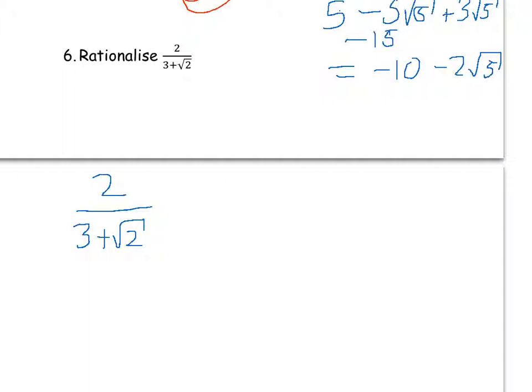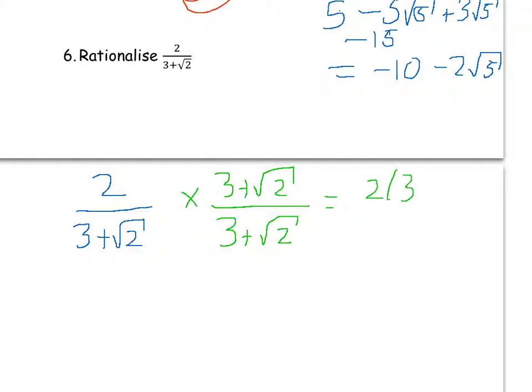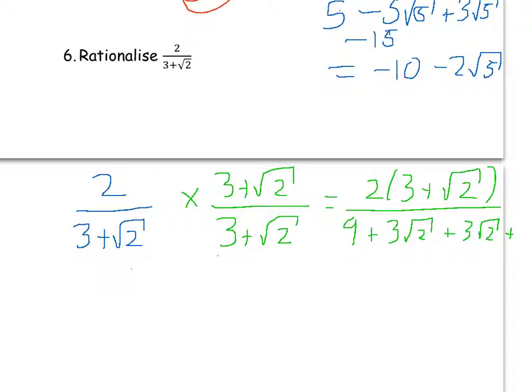Now the only way to do that, because if we times that now by the same thing, let's just try that. If we now times that by 3 plus root 2 on both the top and bottom, like we did before when we rationalised, let's just see what happens. Well, the top bit becomes 2 in bracket 3 plus root 2. That's fine, but this is where the problem comes on the bottom. We're going to do 3 times 3, which is 9. 3 times root 2, which is 3 root 2. Root 2 times 3, which is 3 root 2. And root 2 times root 2, which is 2.